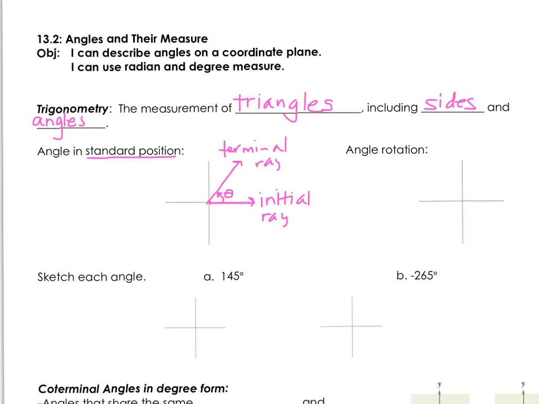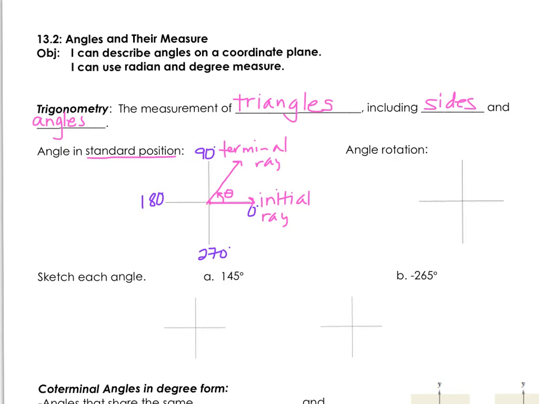Over on the right-hand side, where that initial ray is located, that would have a measure of 0 degrees. But we could go all the way up to the top and have it be as big as 90 degrees in that quadrant. If we went all the way with that terminal ray to the left-hand side, that would be a 180-degree angle or a straight angle from geometry. Your angle could rotate all the way down to the bottom, and that would be a total of 270 degrees.